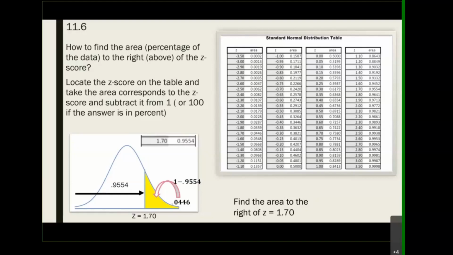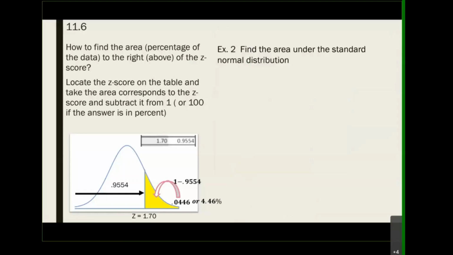If they ask for the answer in percentage, you have to subtract from 100, because that's the maximum percentage. But if it's in decimal, which is how the table gives it, you subtract from 1, because the maximum is 1. So 4.46% means you move the decimal 2 places.